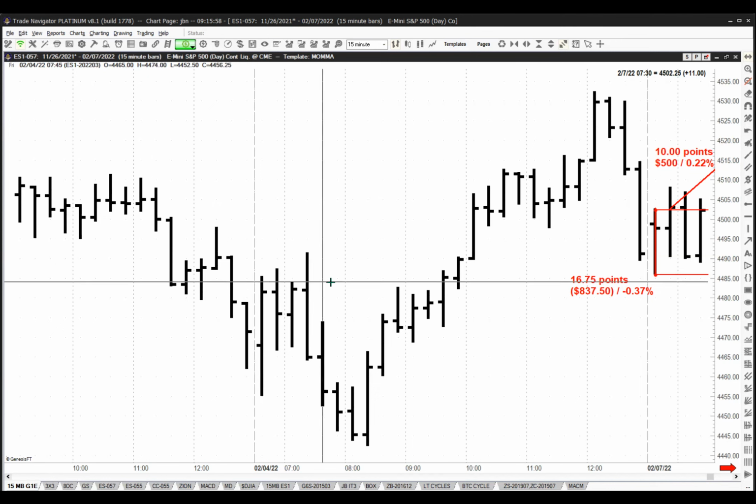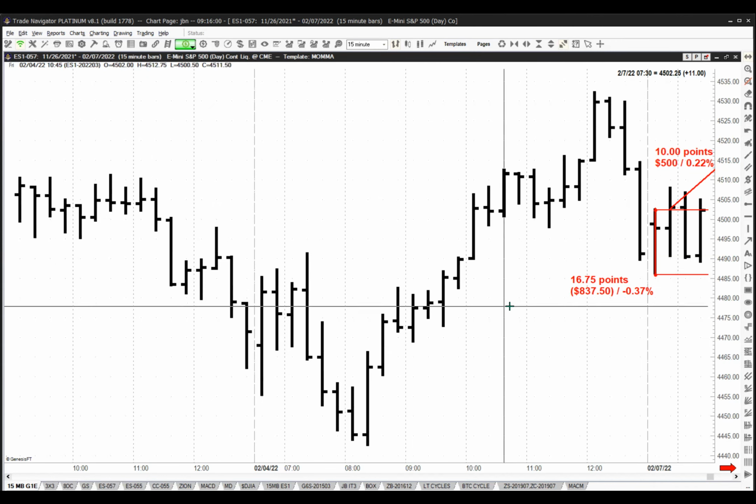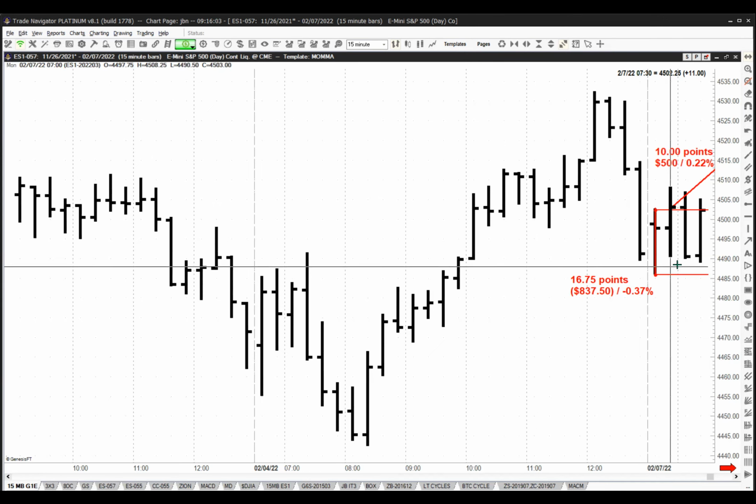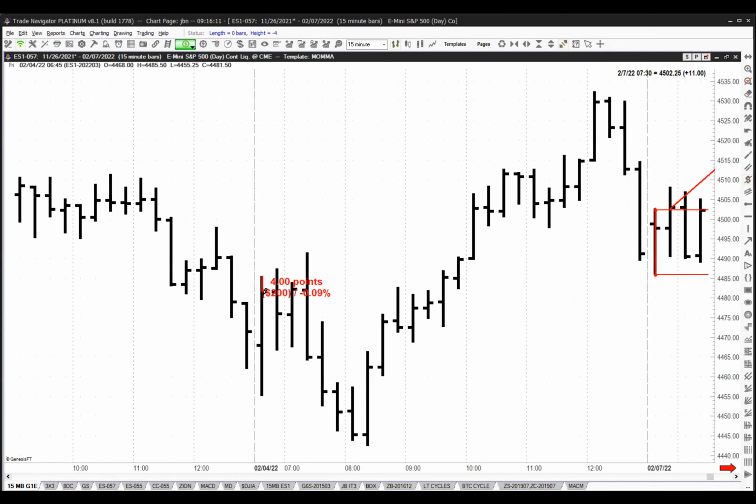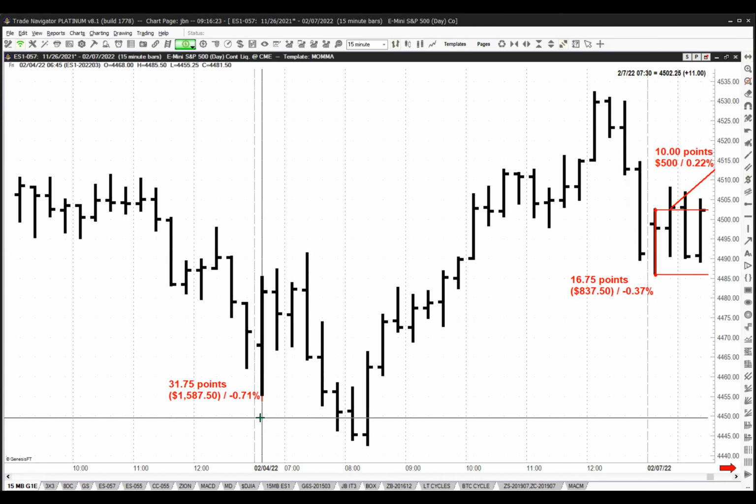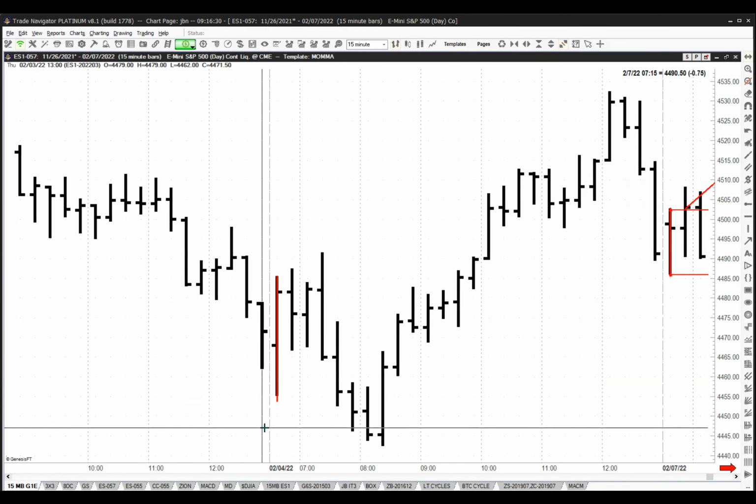The first thing we want to do is measure the range of the first 15 minutes. If the range of the first 15 minutes is too big, there will be no trade. So let's measure it like so. And you can see the range is greater than $1,300, therefore no trade. If there's no trade, there's no trade. Let's go to the day before.